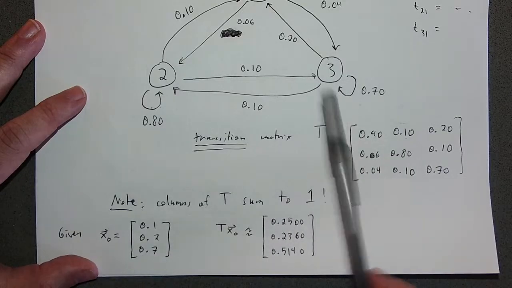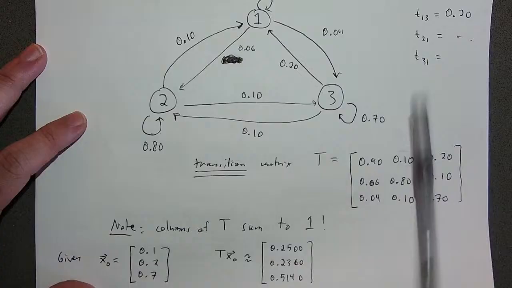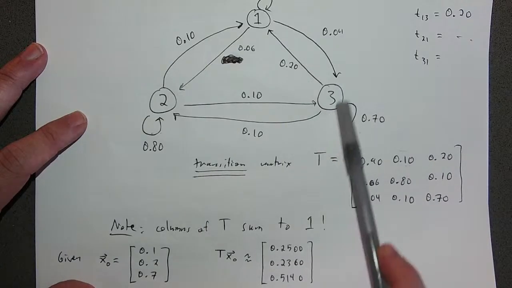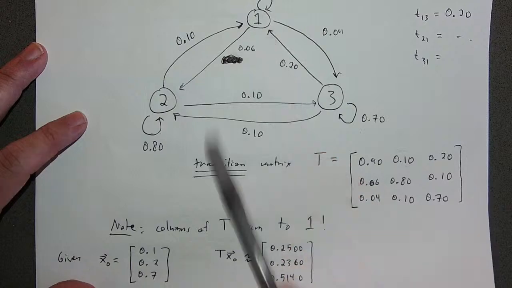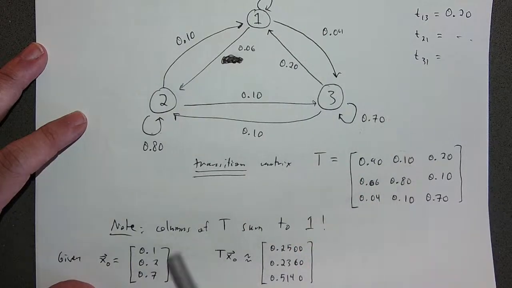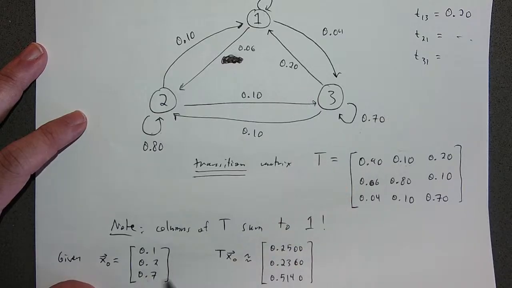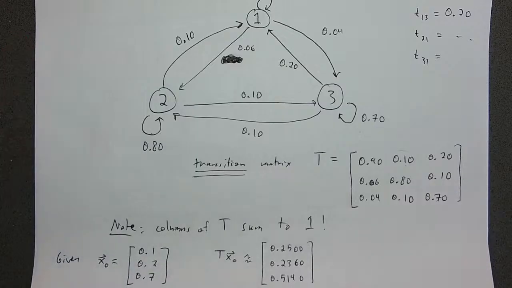But look at this from the point of view of the example. Only 70% of the people in state 3 are staying in state 3. And 20% of them move to state 1, 10% of them move to state 2. And state 3, in this particular example, began with more people. So that 20% is a lot of people. In fact, even at this step, that's more than twice the amount of people that originated in state 1. Okay.